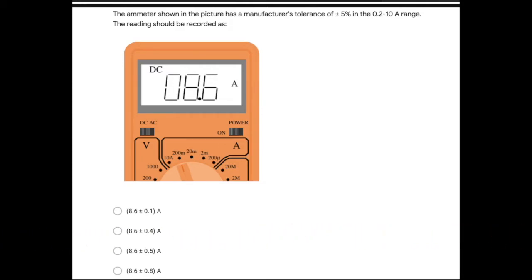And the last one on level 2, looking at an ammeter reading and having been given a manufacturer's tolerance of 5%. What that means is the uncertainty will be within 5% of the readings. So what you have to do here is firstly calculate 5% of our reading of 8.6 amps. 5% of that comes out at 0.43. If we then look at our options, we notice that the only one that fits is option B, which is 8.6 plus or minus 0.4.